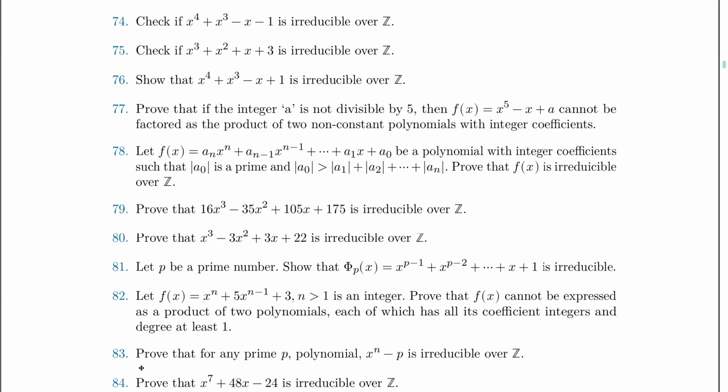Question 83 says that prove that for any prime p, polynomial x to the power n minus p is irreducible over set of complex numbers.